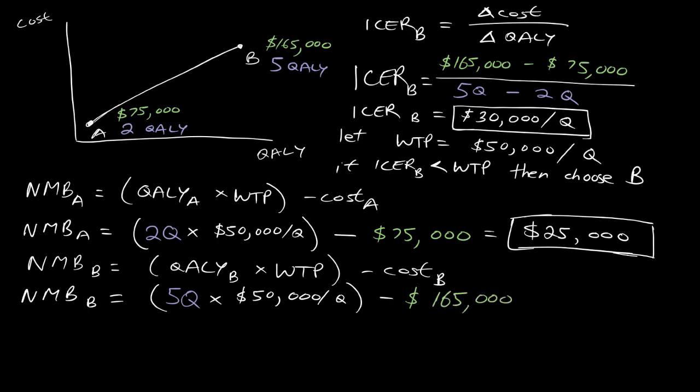So what's that going to be? 5 times 50,000 is $250,000, minus $165,000. It's going to be $85,000. So the net monetary benefit of drug B is $85,000.